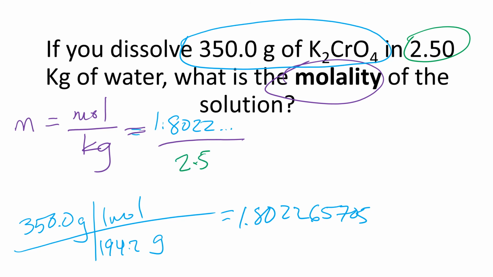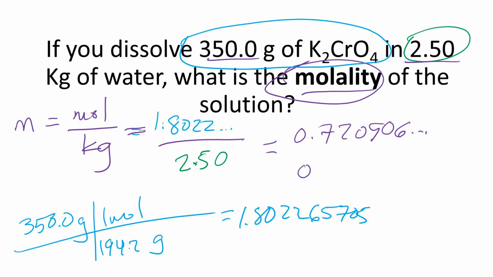So 2.50 on the bottom. So my answer is going to be 1.802 something divided by 2.50. I'm going to end up with 0.720906, blah, blah, blah, blah. Molality. So my answer depends on how many sig figs I have. I have 4 here, then I have 3, so it's going to be 3. 0.721 lowercase m K2CrO4.